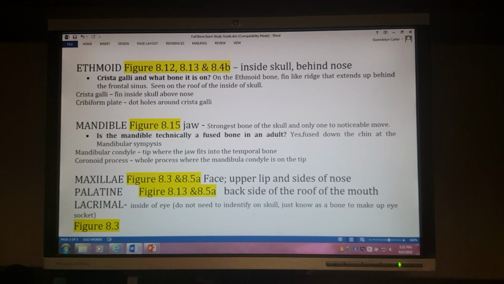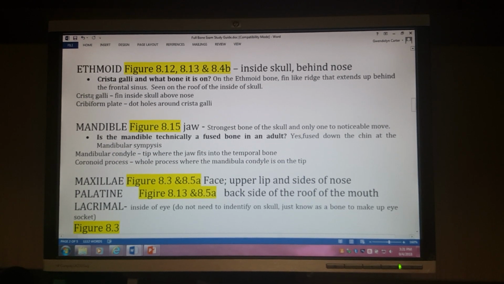Okay, so ethmoid bone, knowing that the cristae galli is on the ethmoid bone, and that the cribriform plate are the little dotted holes that are around the cristae galli, which looks like a dorsal fin. Next bone for the skull is the mandible. So that's your jawbone.